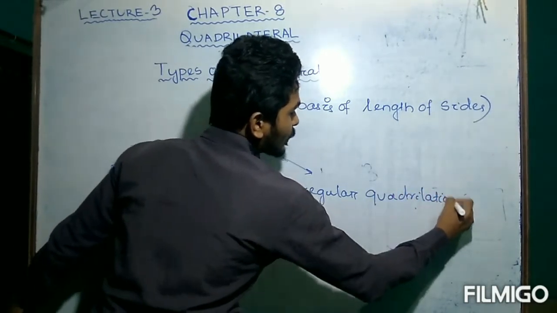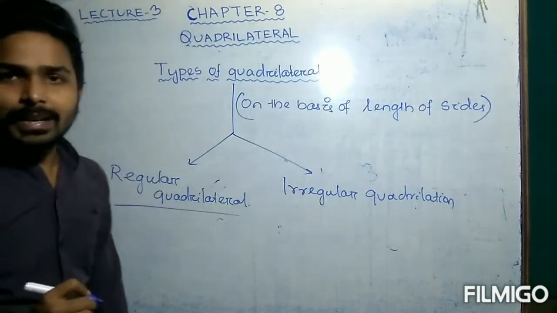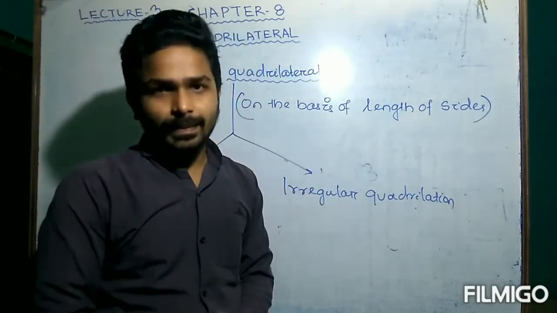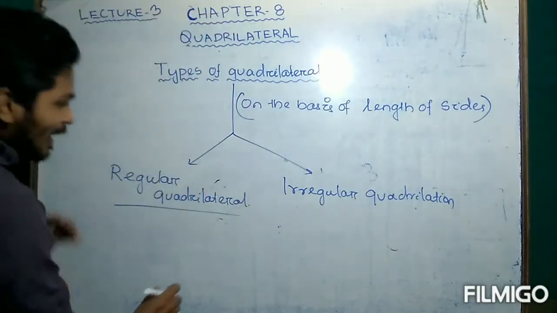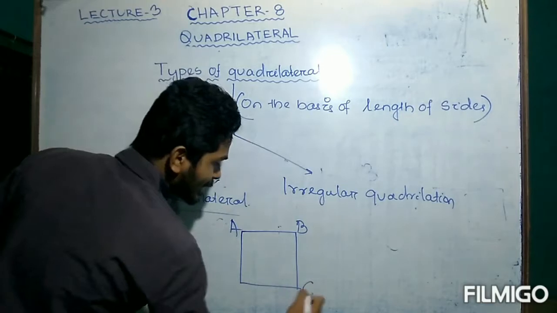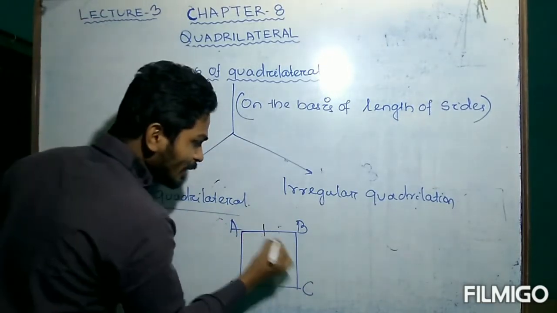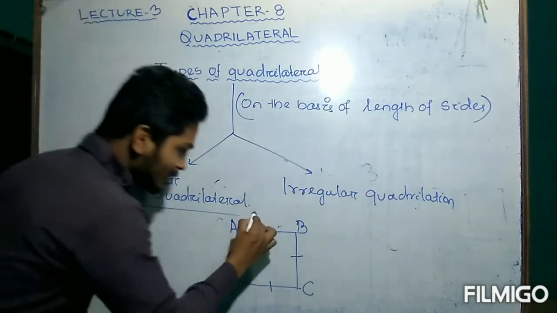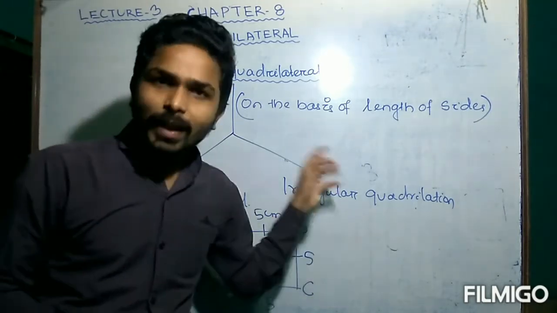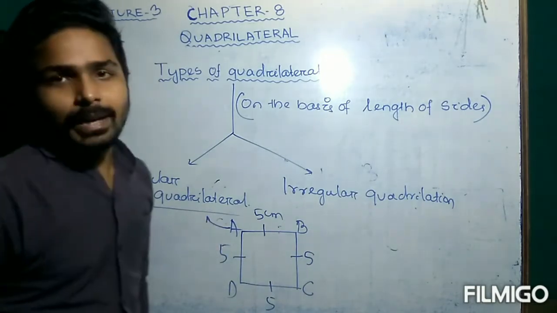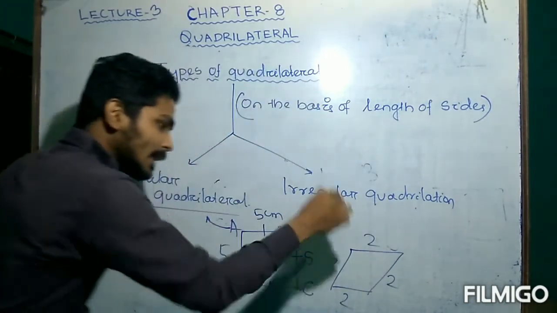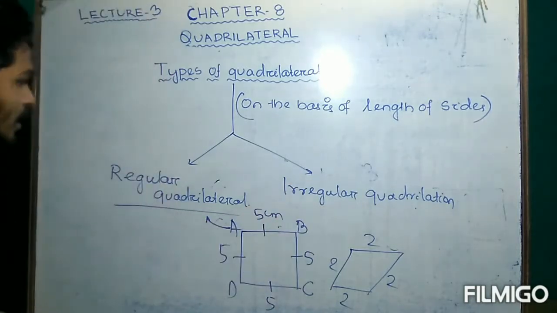Now the question arises. What is regular quadrilateral? See, if in a quadrilateral all the four sides are of equal length, then it is known as regular quadrilateral, right? For example, like this. It is a quadrilateral having vertex ABCD if and only if all the sides are of equal length. Suppose it is 5 cm, then this is 5, this is 5, this is 5. If all the four sides are of equal length, then it is known as regular quadrilateral. Like this also. Here also you can see, if it is 2, it is 2, it is 2, it is 2. Then this is also a regular quadrilateral. Understood?